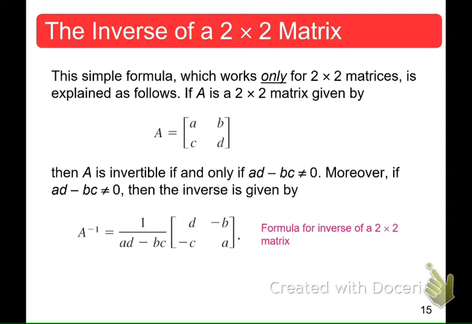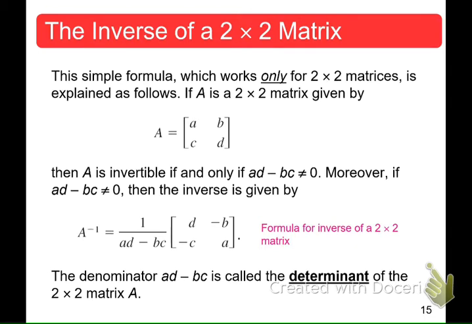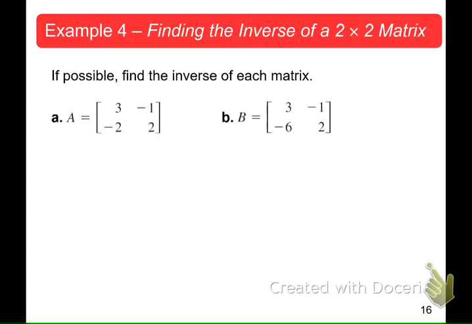So I do want to note that because we have this in the denominator, if it equals 0, of course I can't have 1 divided by 0. So if this determinant is actually equal to 0, then I know that my 2 by 2 will not have an inverse. So it says A is invertible if and only if AD minus BC is not equal to 0. And as I mentioned, this AD minus BC is going to be called the determinant.